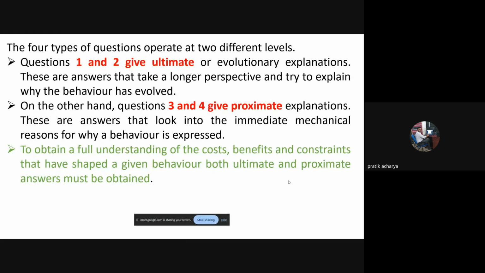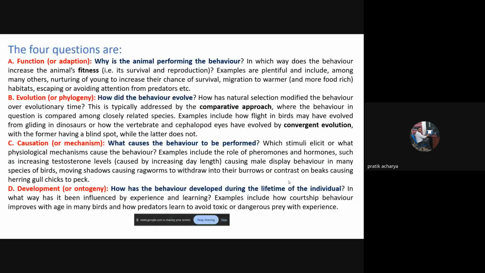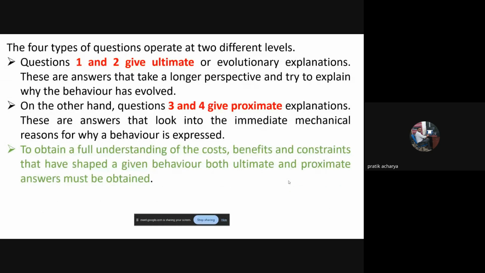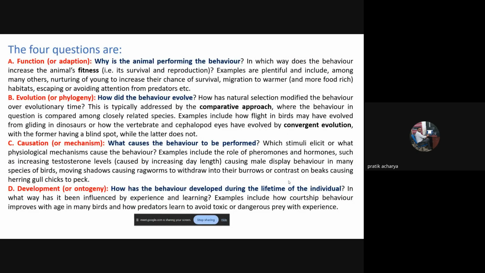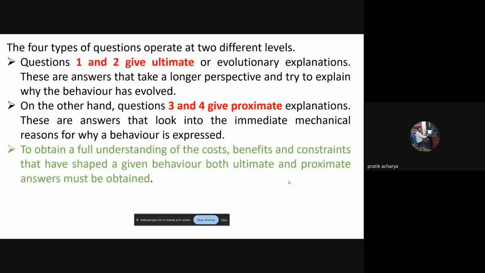If we are talking about the first and second question, that is the function and evolution of behavior, it explains what? The ultimate explanation of animal behavior. And if we are talking about the third and fourth question, causation and development of behavior, it explains the proximate cause of behavior. So these are 2 important aspects of animal behavior. One is the ultimate explanation of behavior and one is the proximate explanation of behavior.